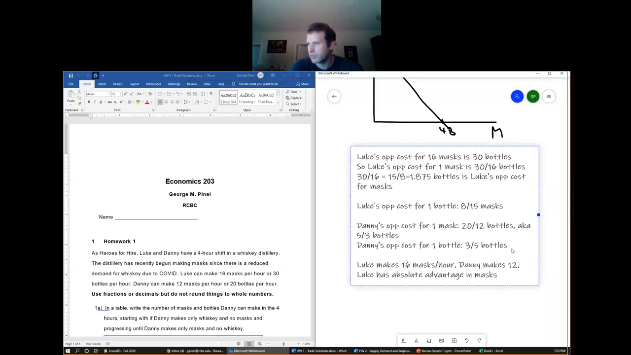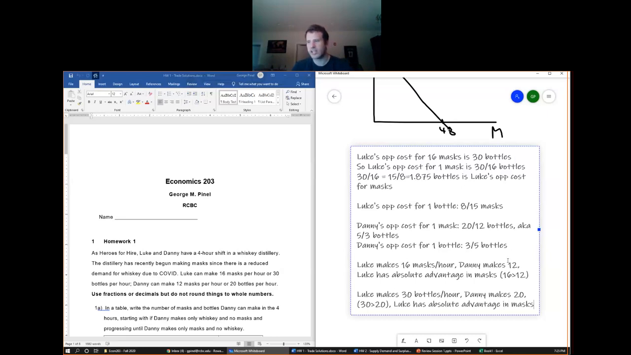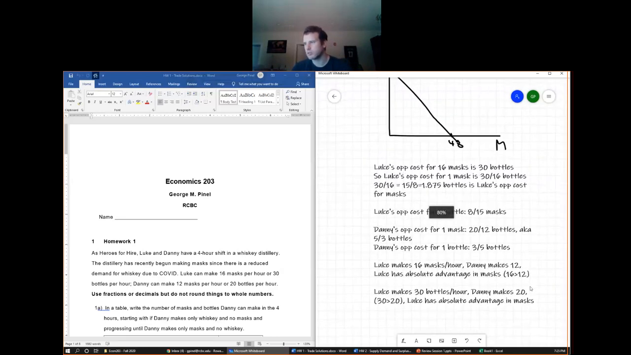in masks. Okay. Luke makes 30 bottles per hour. Danny makes 20. 30 is greater than 20. Luke should specify this one, 16 greater than 12. So 30 greater than 20, Luke has absolute advantage in bottles. Is that clear? Yes. Yeah.